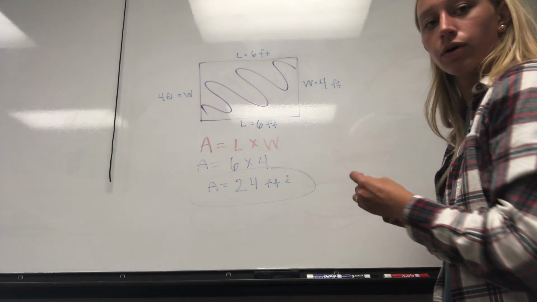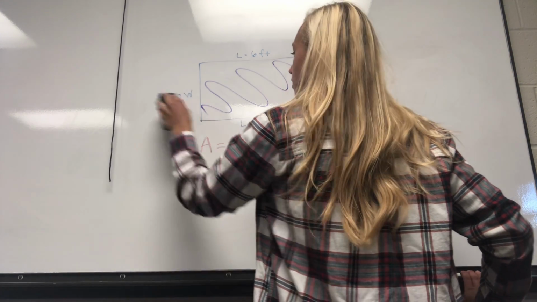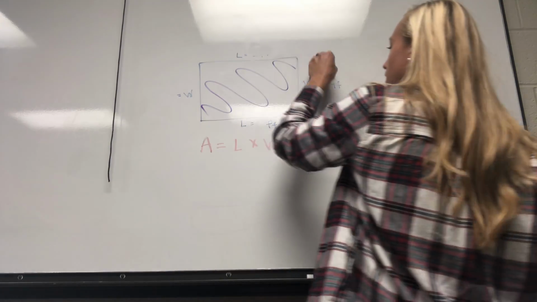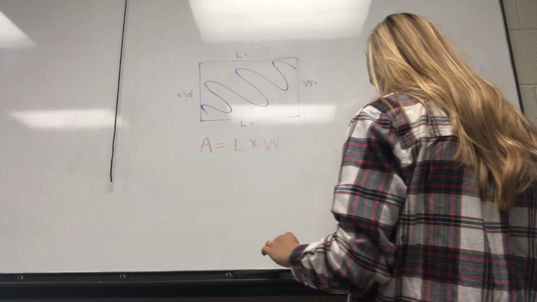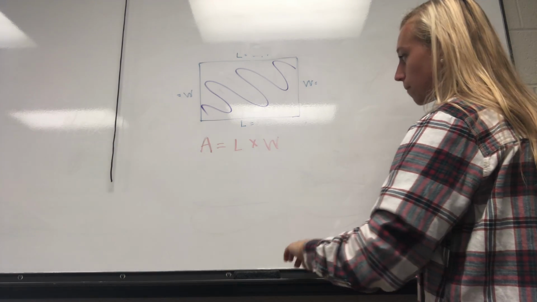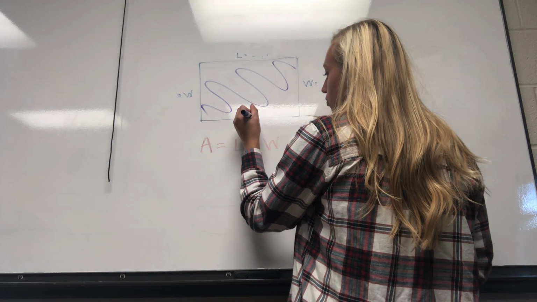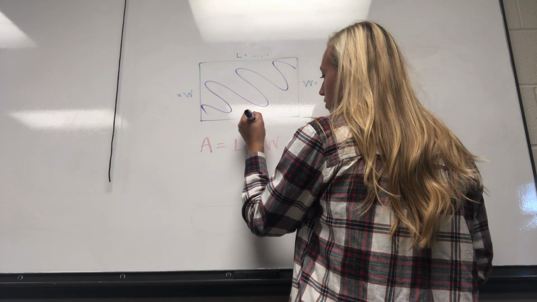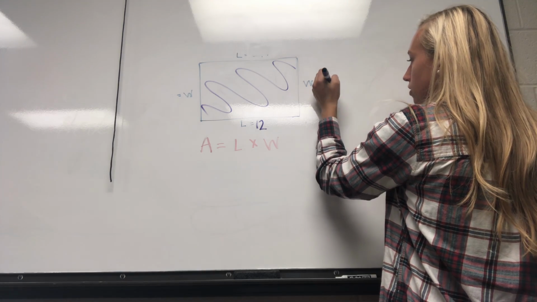So I'll do one more example with you. And keep that equation, and we'll change our numbers. So we're actually going to change our unit too. So let's do our length as 12 times 4. Let's do inches.